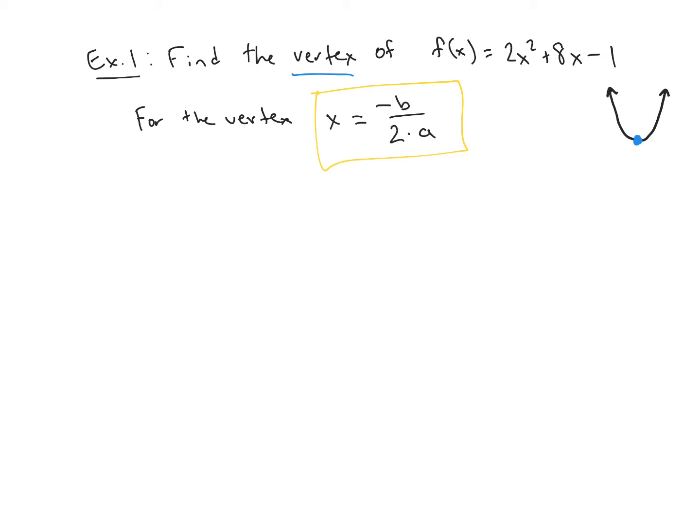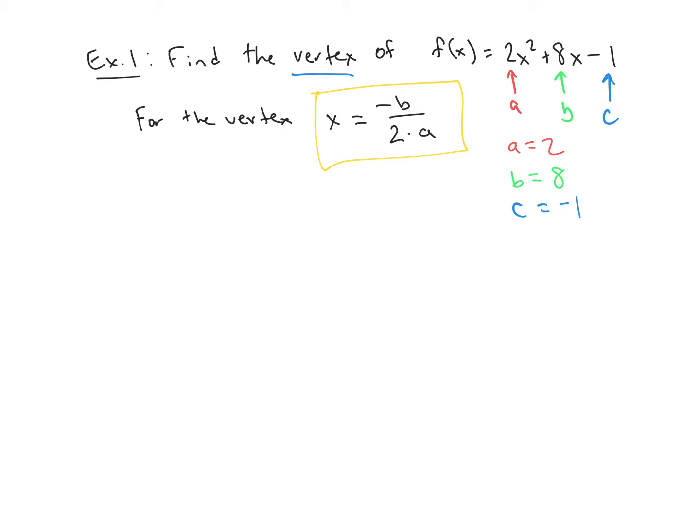Now, within our problem here, a is always the number in front of x squared. B is always the number in front of x. And c is always the number at the end. So it's ax squared plus bx plus c. So in this case, our a is 2, our b is 8, and our c is negative 1.